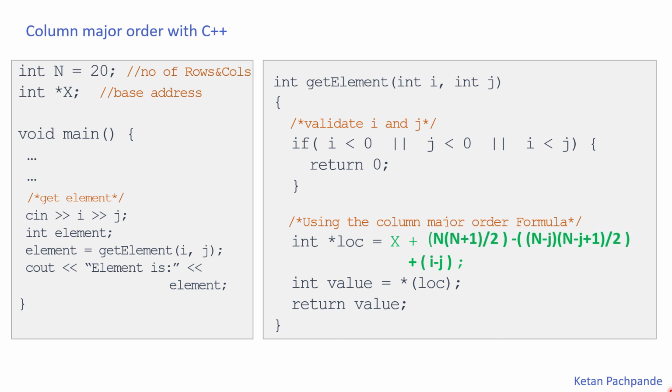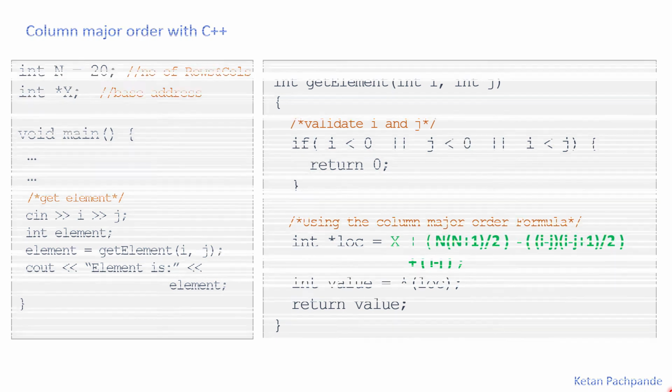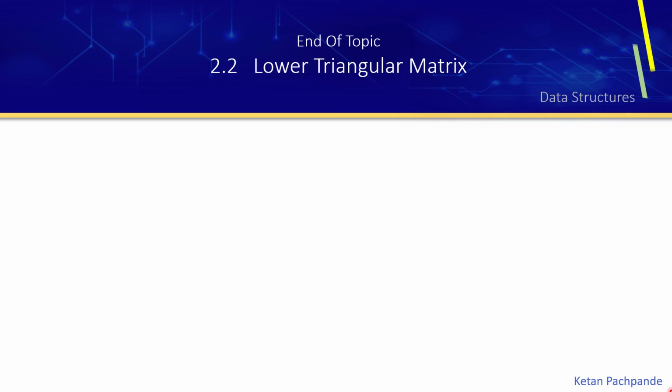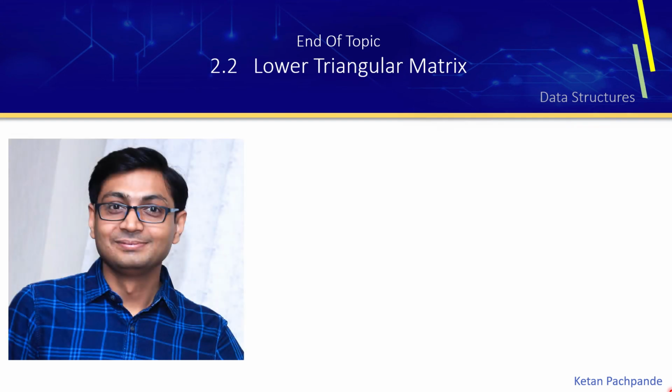So in other words, I can say whatever implementation I have shown you for both column major order and row major order is dynamic memory allocation for the low triangular matrix. In simple words, I can say it's a dynamic low triangular matrix. And that's how we reach the end of this topic, low triangular matrix. In this topic, we learn how to store the elements from the matrix, but not all the elements from the matrix.